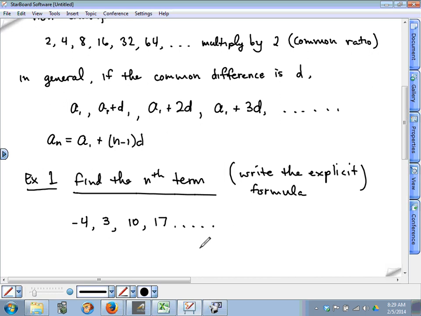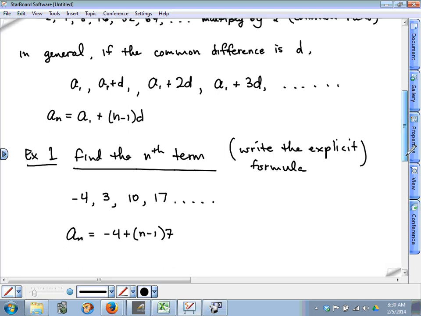How do we know it's arithmetic? Common difference, right? We're adding what every time? We're adding 7 every time. So it is arithmetic. So to find the nth term means to write the explicit formula. We need to use this formula right here. a sub n equals the first term, negative 4, plus n minus 1 times the common difference, which is 7, and then we simplify.